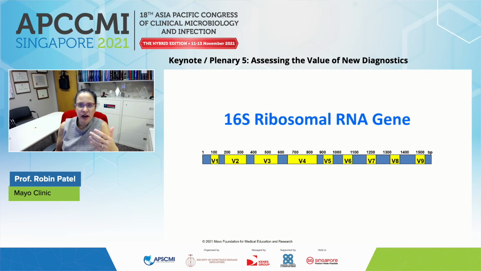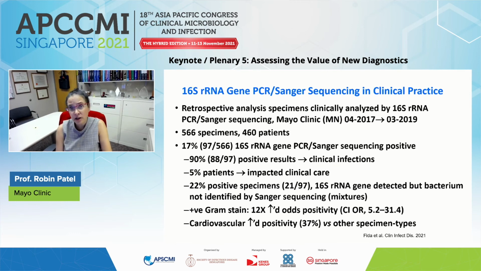This is a PCR that you could do on a conserved gene in all bacteria, and then you can sequence it using Sanger sequencing or next generation sequencing to determine which bacterium is there. And you can do this right out of clinical specimens. And we've been doing this in our clinical practice since 2017.